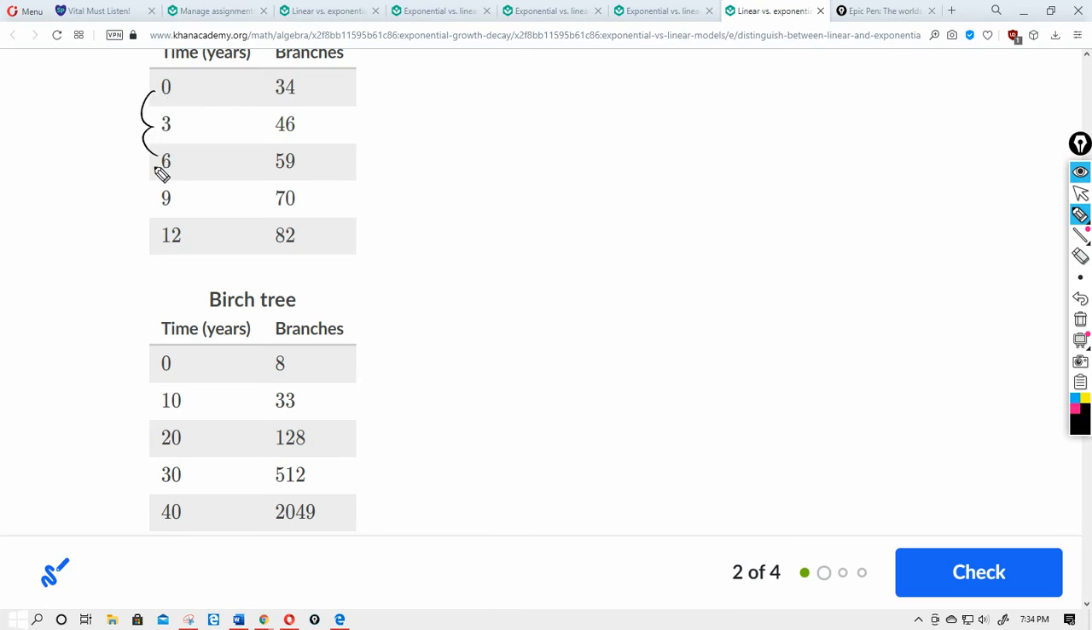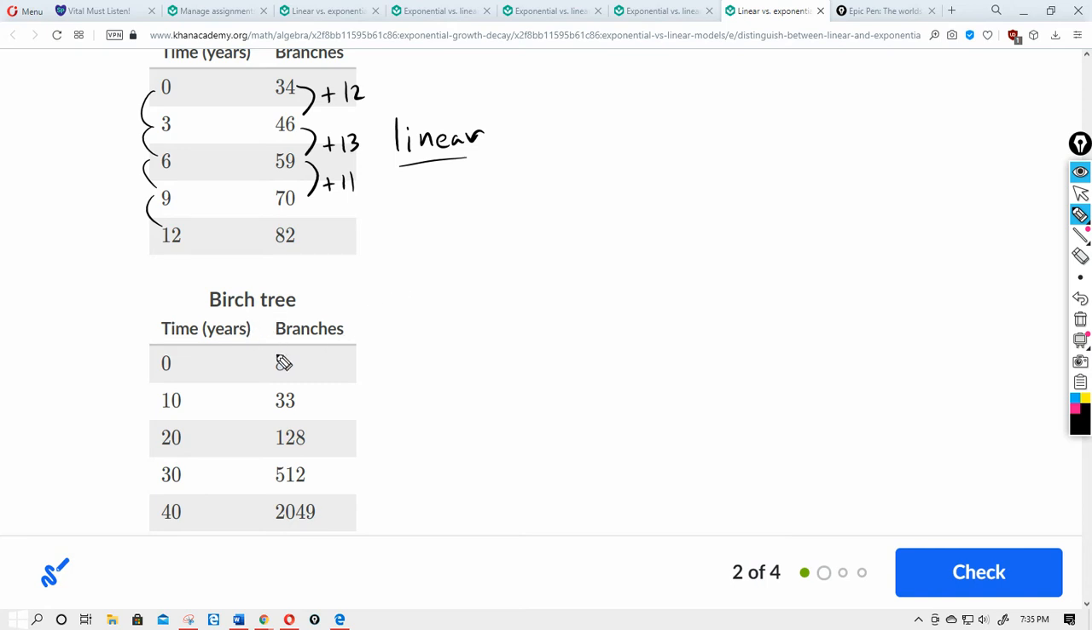These all go up by 3 each time, but we have to look at the y column here, the branches. This goes up by 12. This goes up by 13. This goes up by 11. Okay, so it goes up by about the same each time. So it's approximately linear. Okay, it's definitely not exponential.